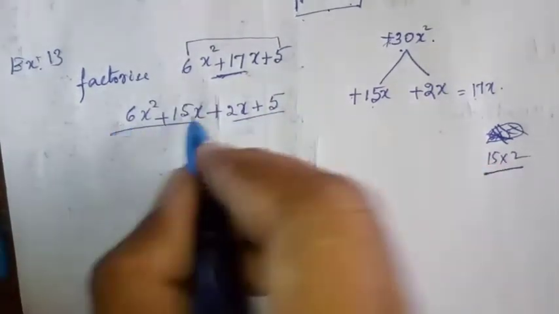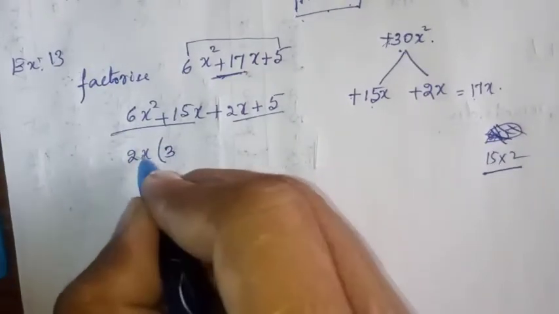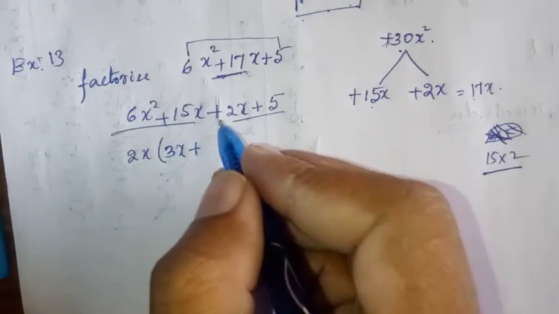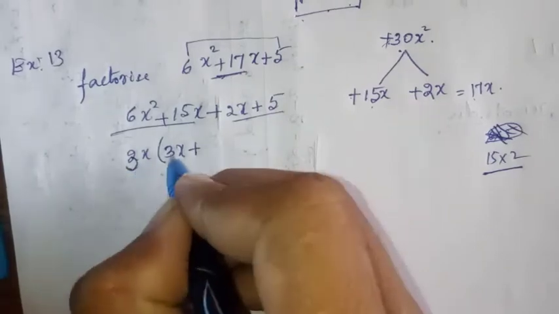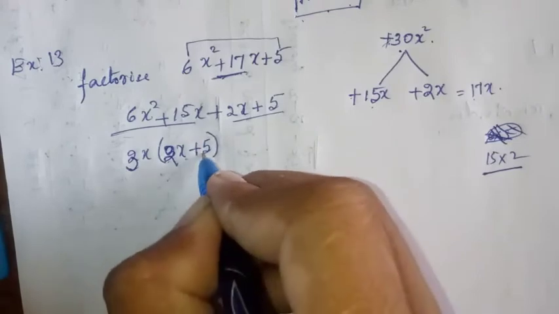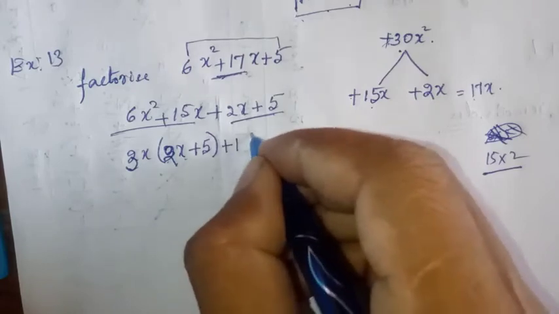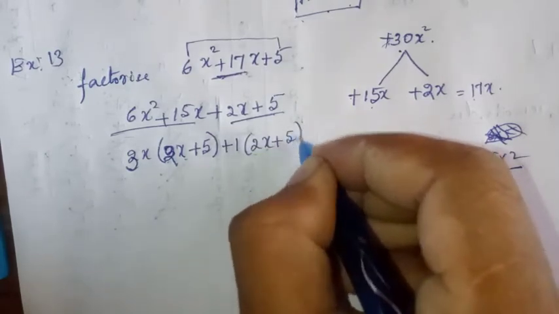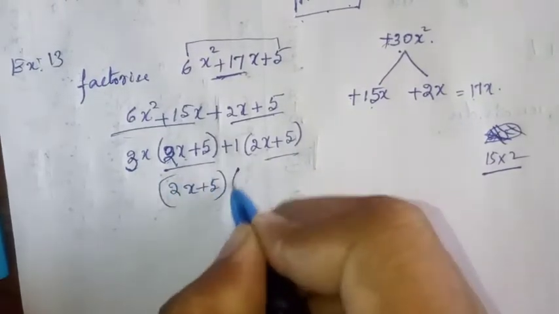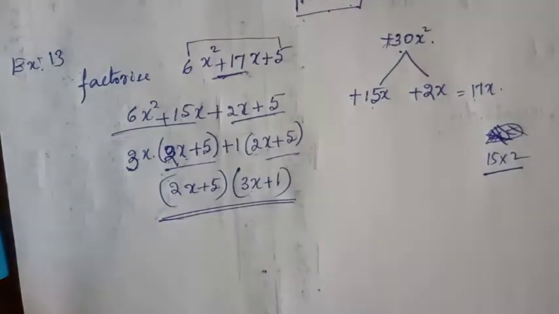Take a common outside. Here 2x is common: 2 times 3 is 6, so 3 is remaining, and 1x is remaining. Here 15: we can't take it, it's 3 times 2 is 6, 3 times 5 is 15, so 2x plus 5. Already we have 2x plus 5 here, so 1 should be outside. Now 2x plus 5 is common, take it out, the remaining is 3x plus 1. Now these are the factors.